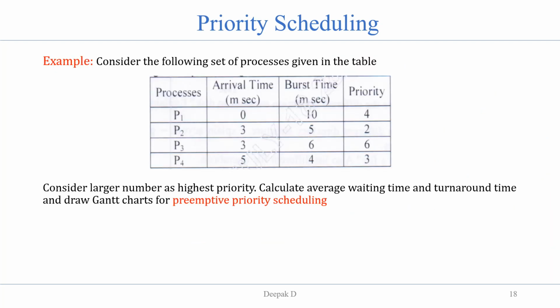So kindly read the problem statement carefully. Here the problem is there are 4 processes, and the arrival time, burst time, and the priority are given. But the condition is to consider the larger number as the highest priority. Remember this one. The condition is given clearly, and you need to calculate the average waiting time and the turnaround time, and draw the Gantt chart using preemptive priority scheduling. So we'll try to solve this problem.